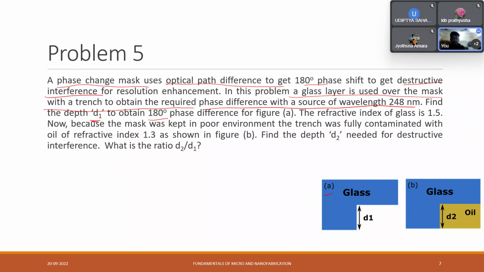Now because the mask was kept in a poor environment, the trench was fully contaminated. So in case B, the trench is fully contaminated with oil. That oil has a refractive index of 1.3. And that D2 is also causing destructive interference. So you have to tell the ratio of D2 by D1. So you all can try, and we'll discuss the answer.